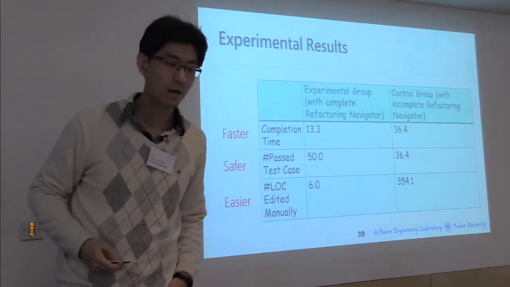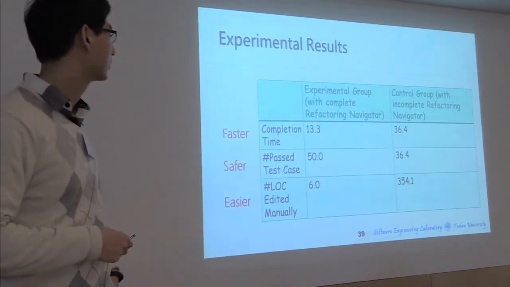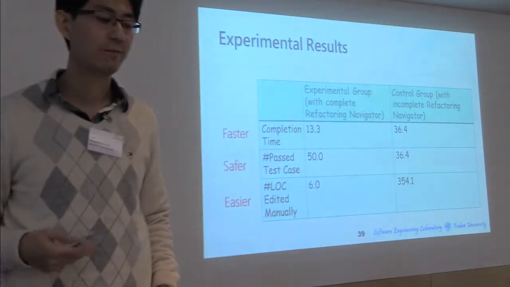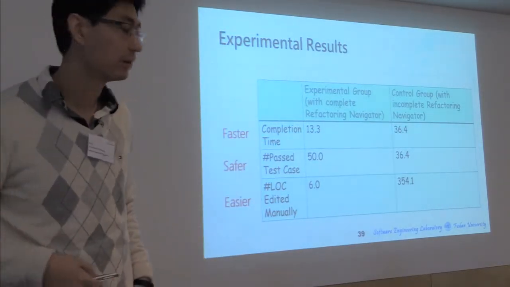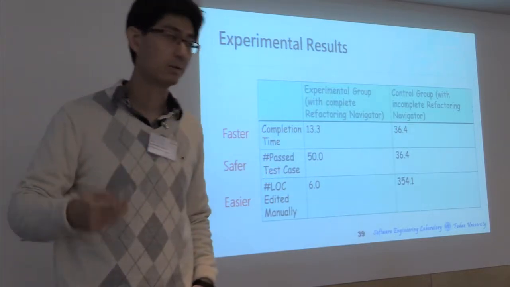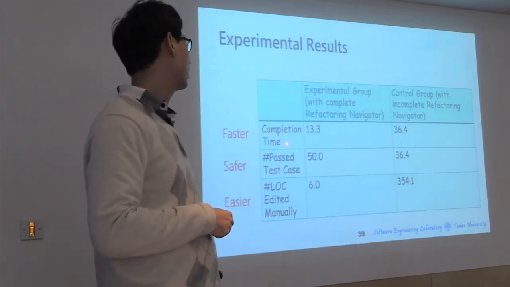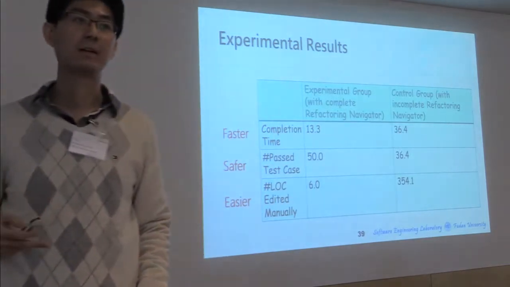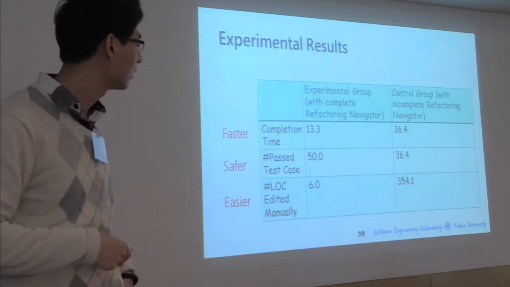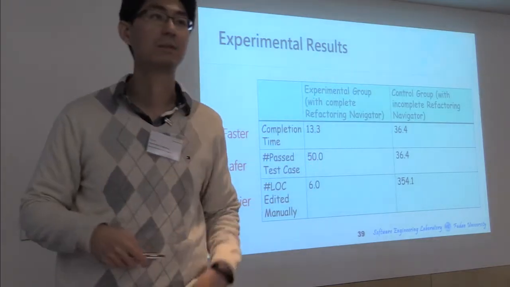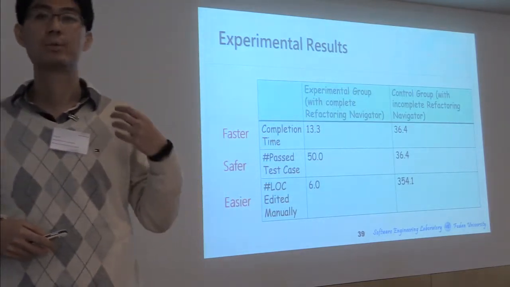This is our experiment result. We find that all the participants finished the refactoring, so we evaluate the results in terms of completion time, the passed test cases, and the lines of code added manually. We find that the completion time is shorter. That means with Refactoring Navigators, it is refactoring faster. And it passed more test cases. So the experimental group passed more test cases. It means it will preserve the program behavior better.